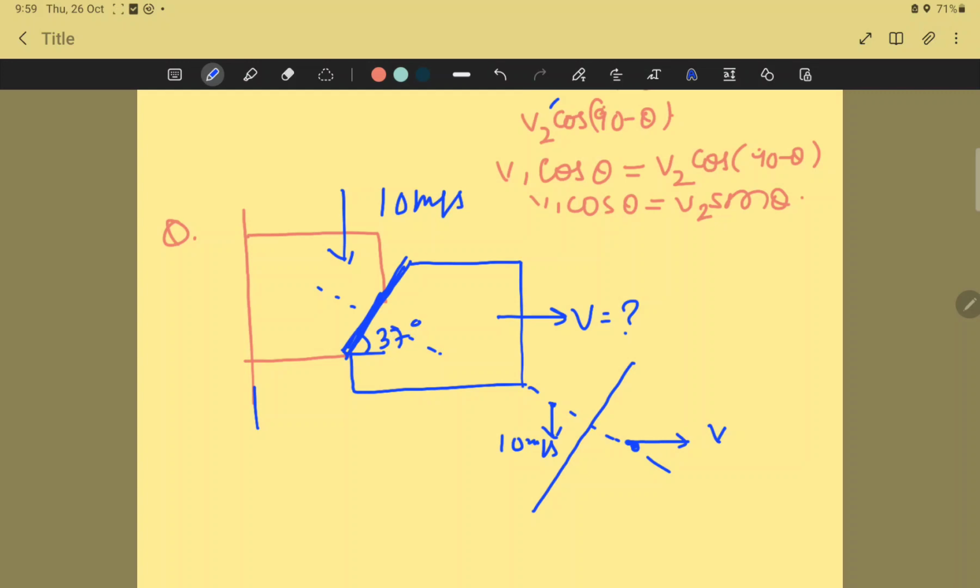So once the angle is given, it is better to calculate these two angles and resolve along the given direction, and these two would be equal to each other. So by this way you can get the final relation between 10 and v. Always remember this wedge situation. Finally resolve the velocity along the direction perpendicular to the contact surface.